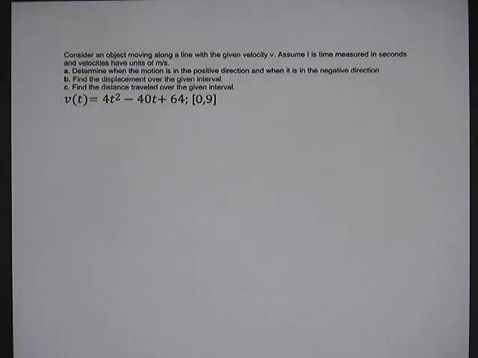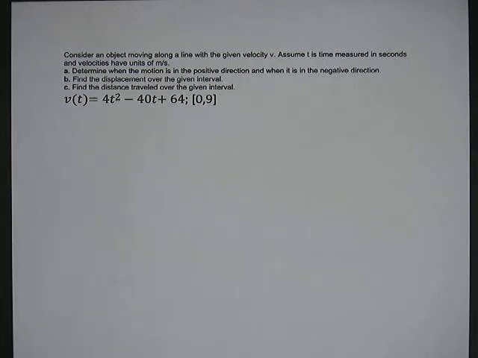Consider an object moving along a line with a given velocity v. Assume t is time measured in seconds and velocities have units of meters per second. Determine when the motion is in the positive direction and when it's in the negative direction. Find the displacement over the given interval, and then find the distance traveled over the given interval.